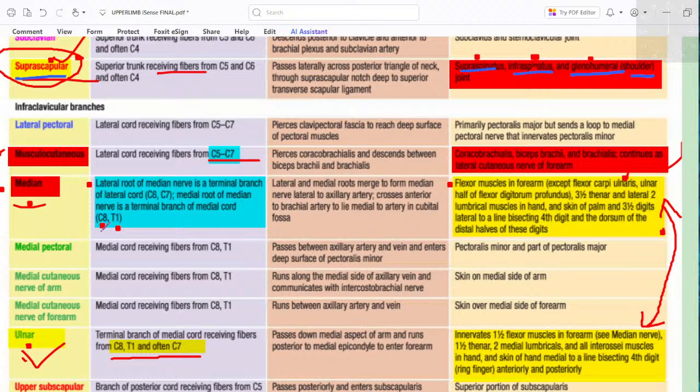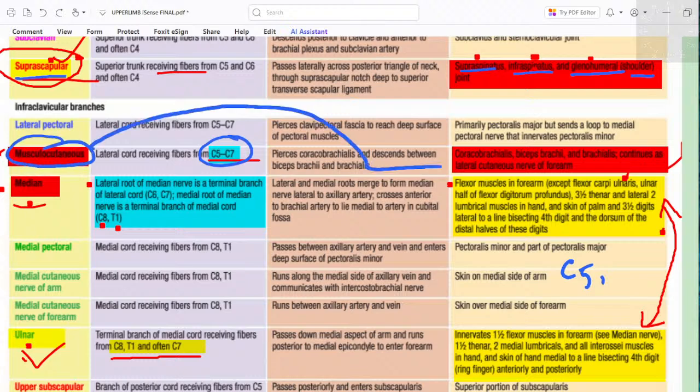Musculocutaneous nerve, very important. Musculocutaneous nerve, BBC, root value C5, 6, 7. If I read it 100 times, I forget it 100 times. Musculocutaneous nerve, C5, 6, and 7, and they give supply B, B, C: B for brachialis, biceps brachii, coracobrachialis. And very important, this is also another question: musculocutaneous nerve continues as the lateral cutaneous nerve of the forearm. Very important. This is a question. I think it came in my exam.